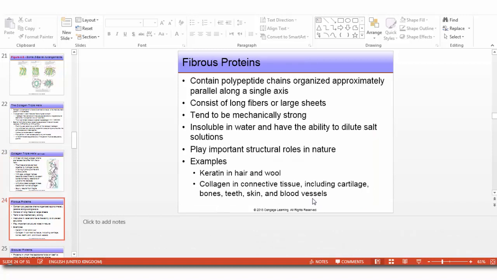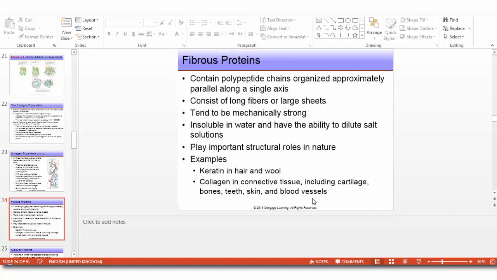Now, what are the 2 types of protein conformation? We have fibrous and globular. We start with fibrous. They contain polypeptide chains organized approximately parallel along a single axis, and consist of long fibers or large sheets. They tend to be mechanically strong. They are insoluble in water, and play important structural roles in nature. So they have only this function. Examples are keratin in hair and wool, and collagen in connective tissue, including cartilage, bones, teeth, skin, and blood vessels.